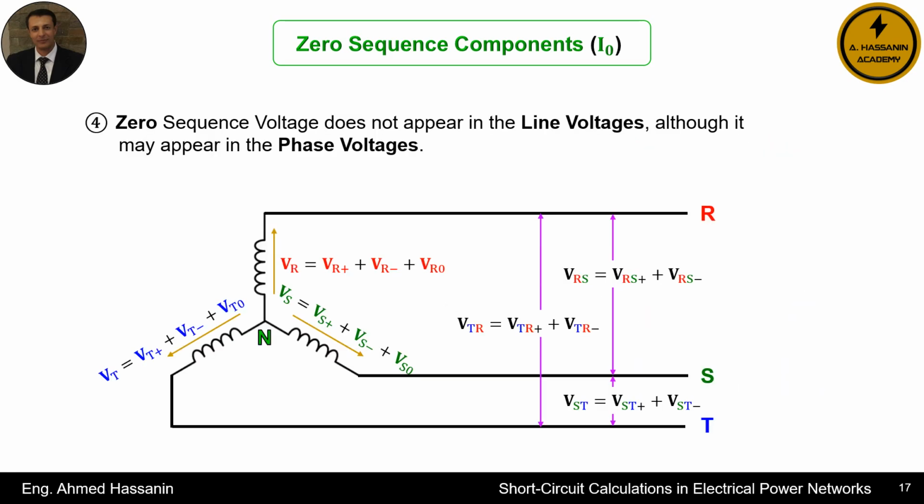Everyone knows that in the case of a star connection, the voltage between 2 phases, or line-to-line voltage, is referred to as line voltage, and the voltage between any phase and the neutral line is referred to as phase voltage. Therefore, we observe that in the star connection presented here, no zero sequence voltage appears between the lines, despite the fact that zero sequence voltage exists in the phase voltage between the phase and the neutral.